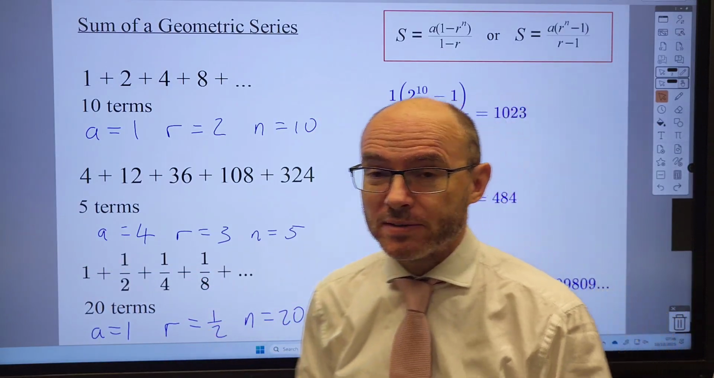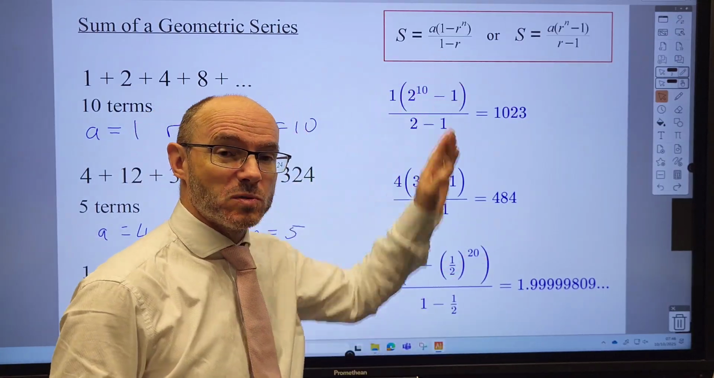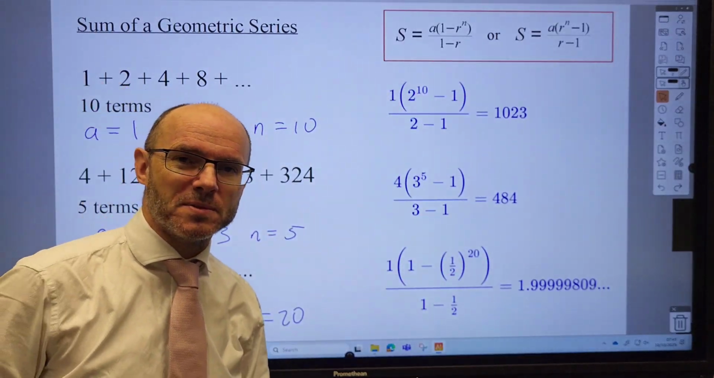Okay. Anyway, the main thing was just how to use these formulae to work out these geometric series sums. I hope you found that useful.